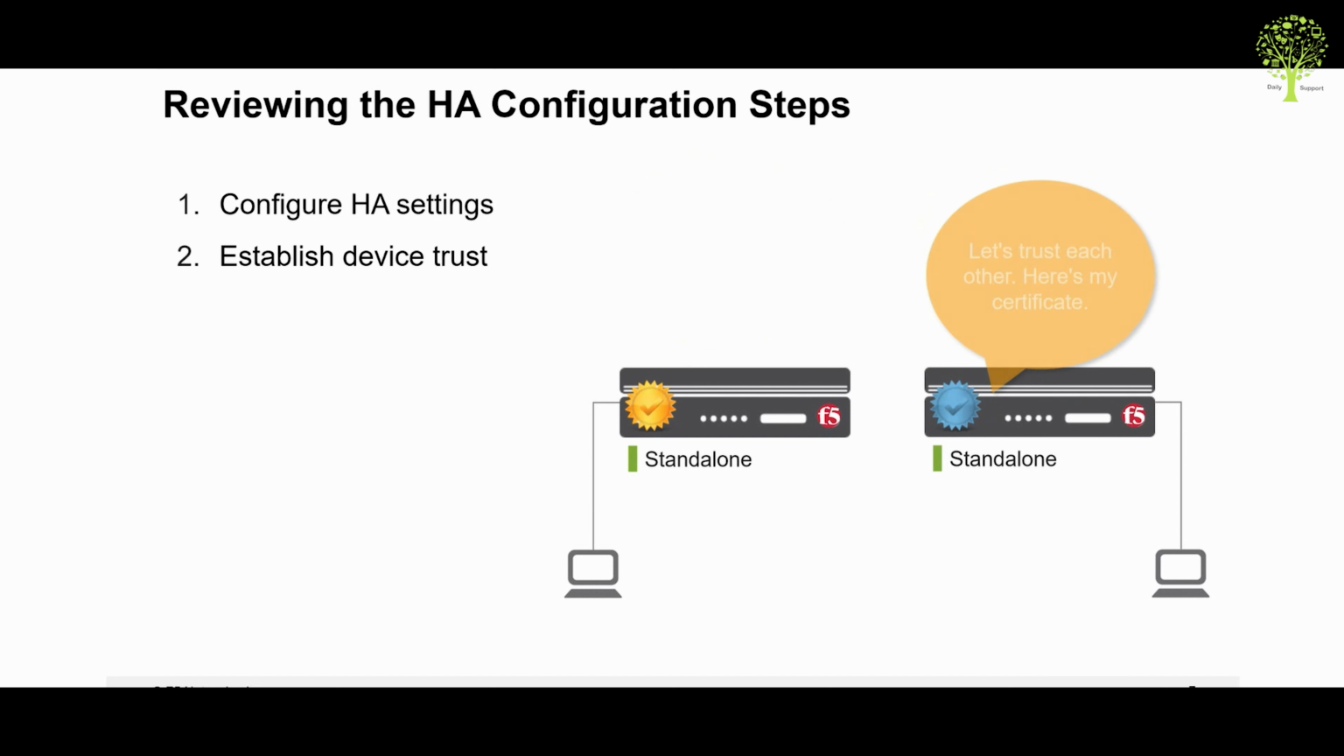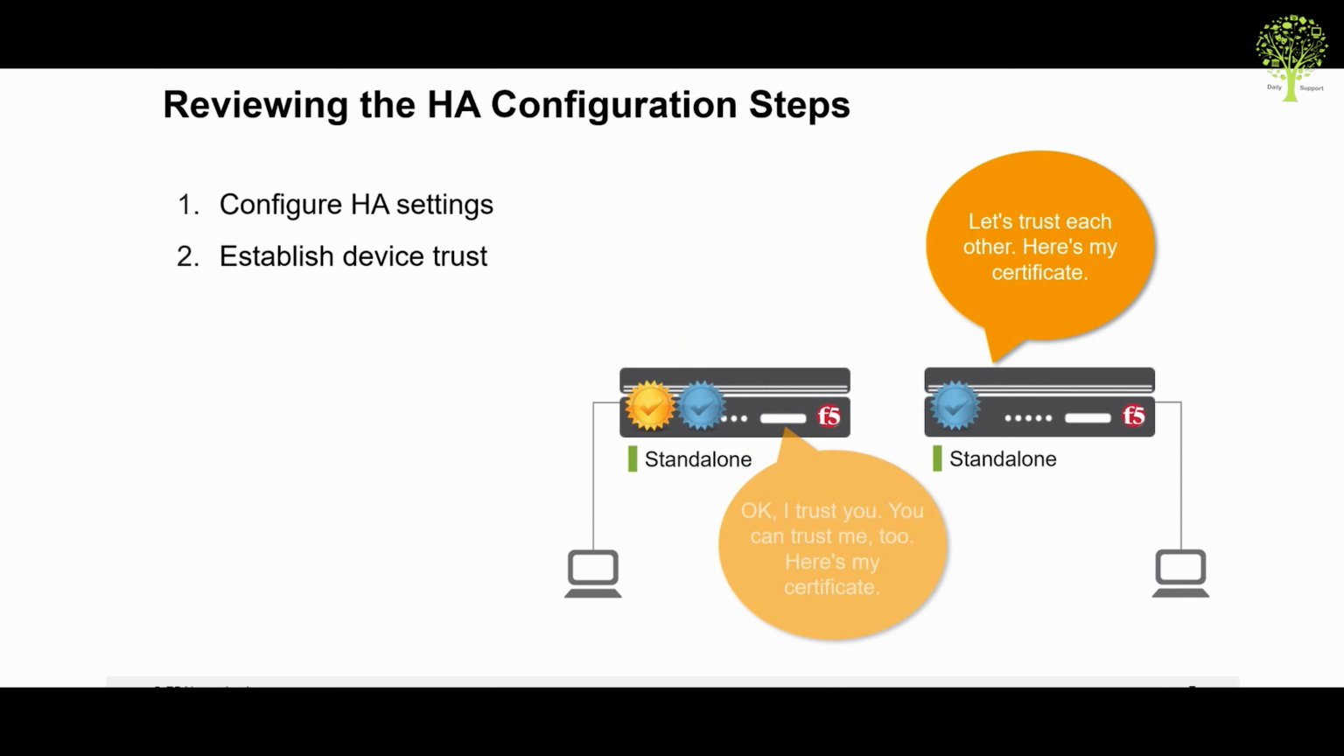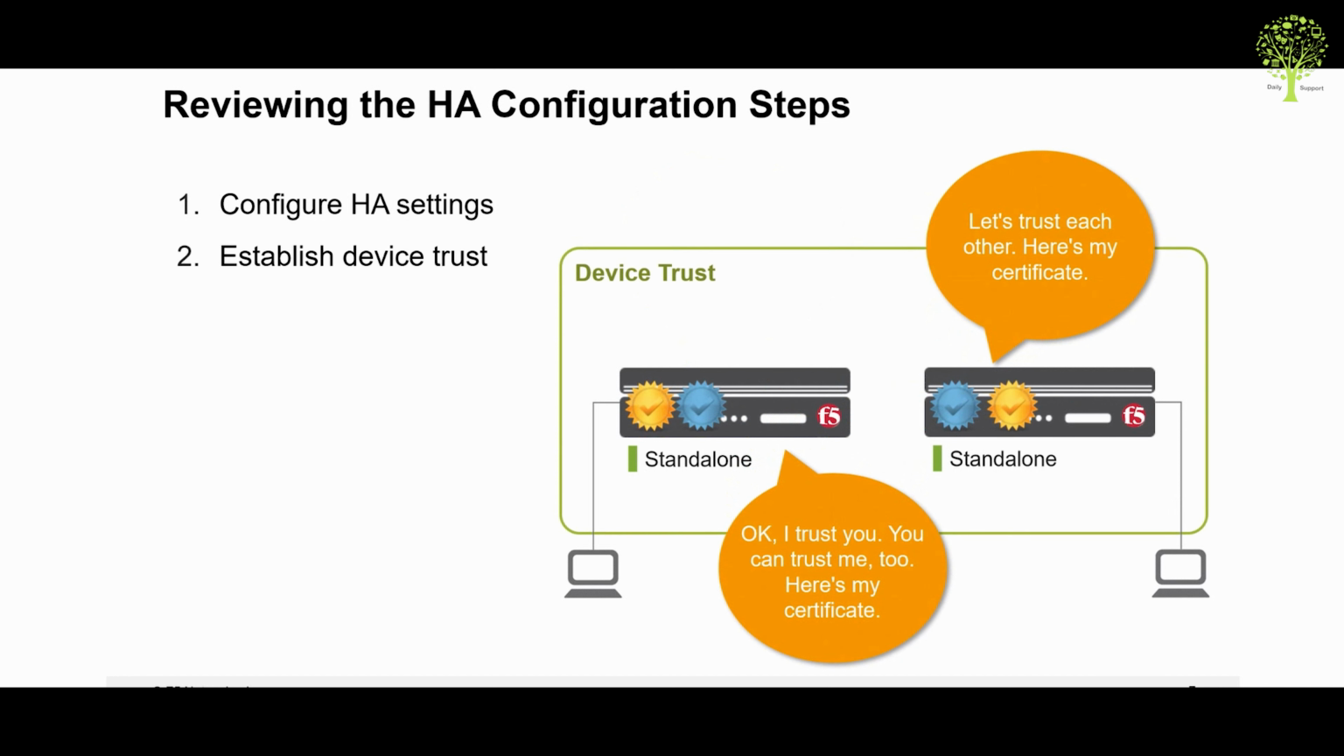Before BIG-IP systems will sync configuration data and fail over to one another, they must establish a trust relationship known as device trust. This is done by discovering a peer system and then signing and exchanging device certificates with it.